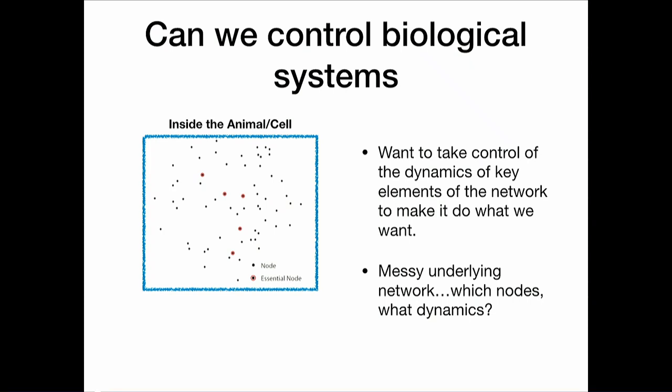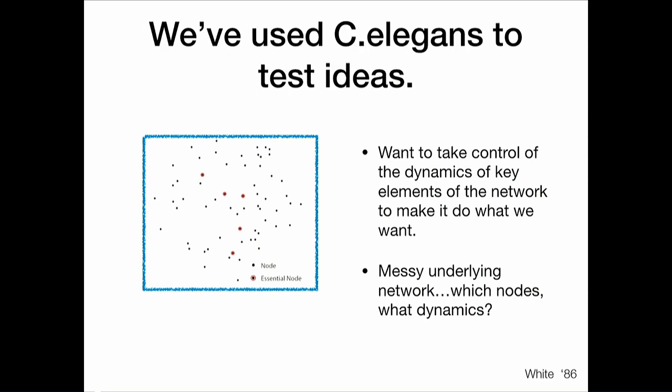The problem is that inside this box is a nightmare. It's got some horrible network and lots of nodes. And to be able to control the system, you have to figure out which nodes to poke and what the dynamics of the poking should be to make the animal do what you want it to do. We'd love to do it in human embryonic stem cells, and we're working hard on it. And we've been using C. elegans primarily as a test bed to test computational ideas. So it was sort of a side project that took on a life of its own. But I'm going to tell you about the side project.